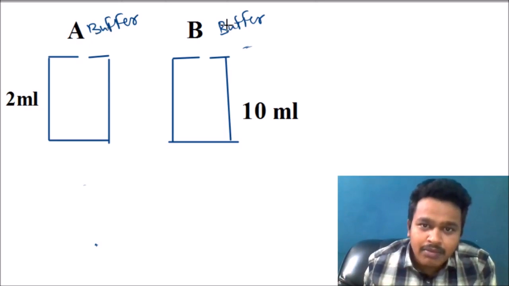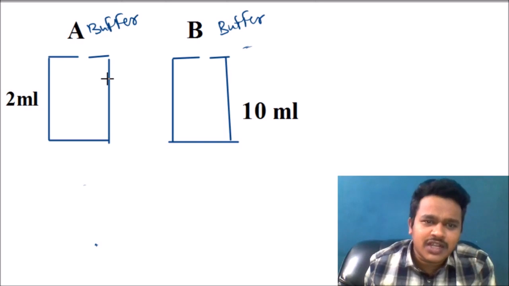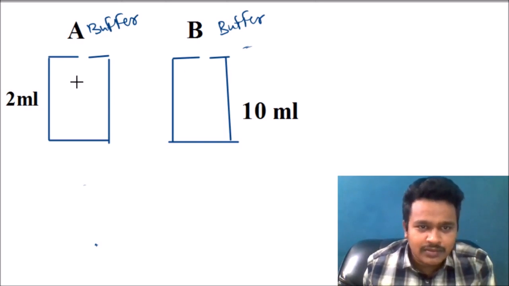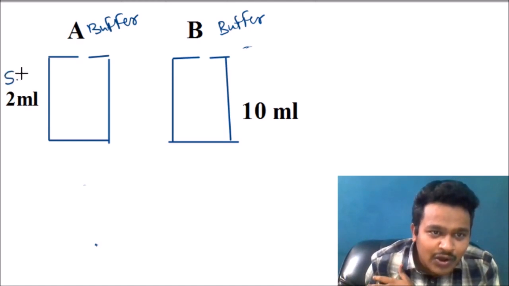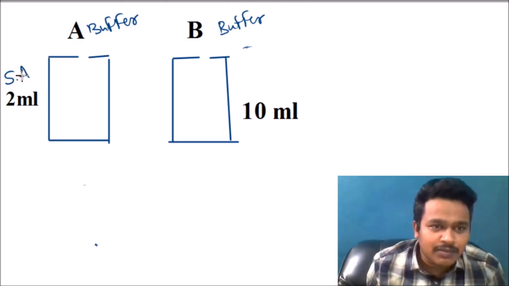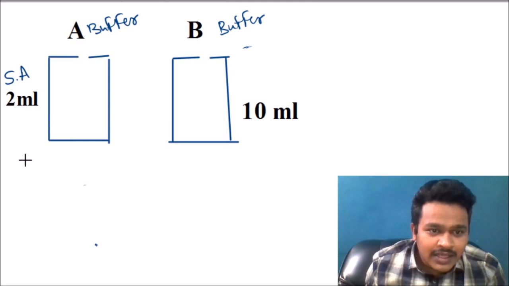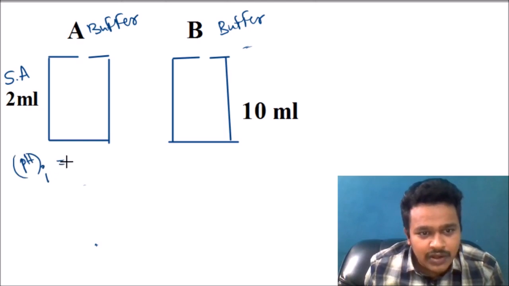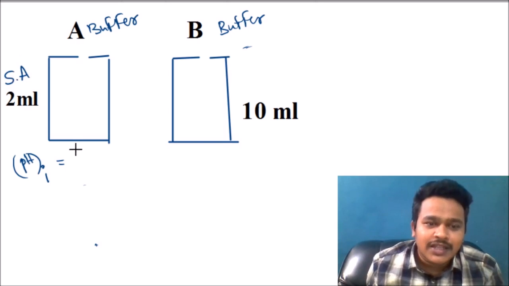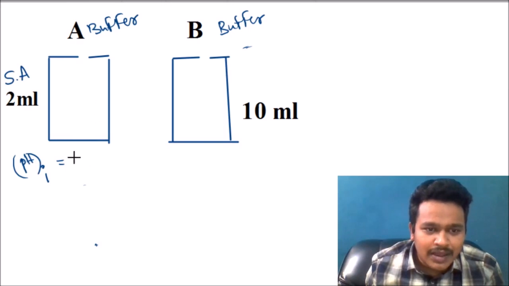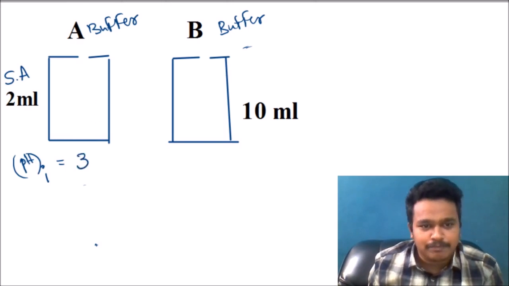I am taking the A buffer and the B buffer. Consider both as acidic buffers, or both as basic buffers; it makes no difference here. To the A buffer solution, I am adding 2 ml of strong acid, just as an example. The initial pH of this buffer, before adding the strong acid, I consider as, say, 3, taking an acidic buffer.